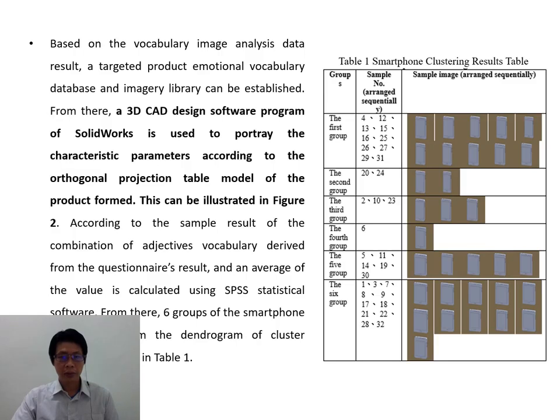Based on the vocabulary image analysis data result, a target product emotional vocabulary database and image library can be established. We use the 3D software SolidWorks to create our samples. According to the sample result of the combination of the adjective vocabulary derived from the questionnaire result, an average of the value is calculated using the SPSS statistical software.